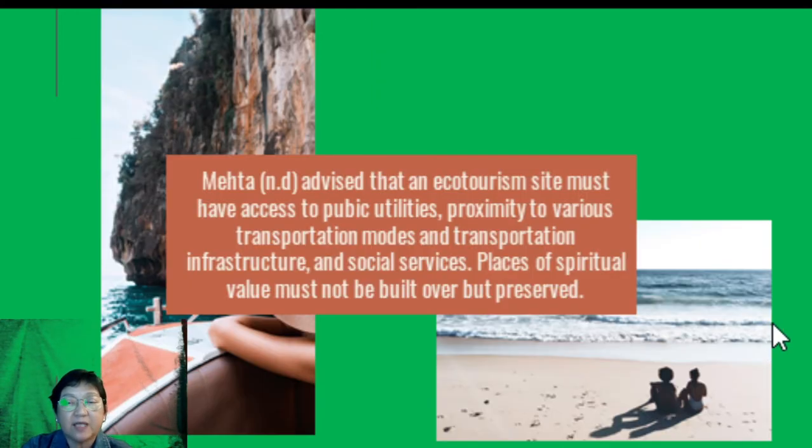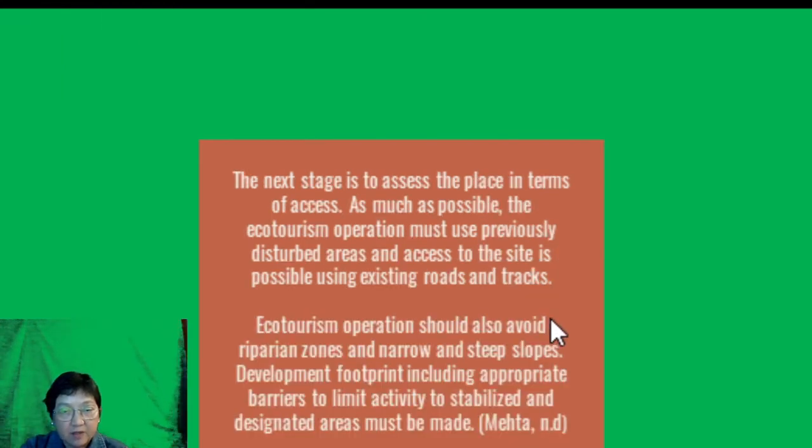According to Meta, an ecotourism site must have access to public utilities, proximity to various transportation modes and transportation infrastructure, and social services. Places of spiritual value must not be built over but preserved. So the next stage is to assess the place in terms of access as much as possible.